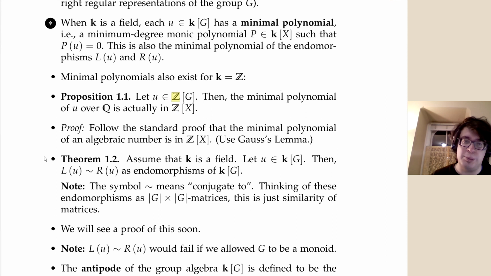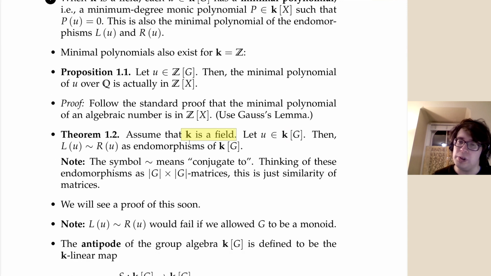Here are some more basic facts that probably should be exercises in most textbooks, except I haven't really seen them much. One is that left multiplication by u and right multiplication by u are conjugate as matrices. This symbol means conjugate. However, this holds only if K is a field and G is a group. G is a group for us, but the property that K is a field is probably important.